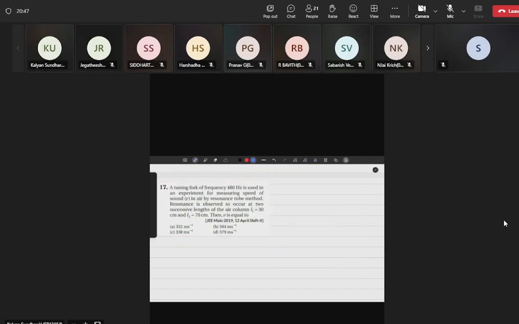This question. A tuning fork of frequency 480 Hz is used in an experiment for measuring the speed of sound in air by the resonance tube method. Resonance is observed to occur at two successive lengths of the air column, L1 equal to 30 and L2 equal to 70 centimeter. Now, what will V, the speed of sound, be equal to?